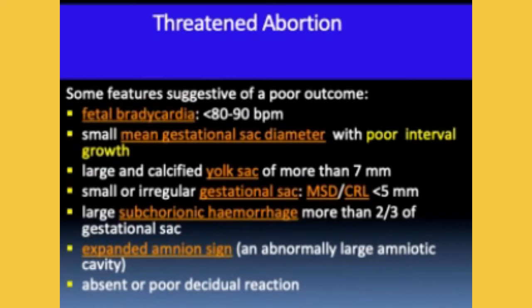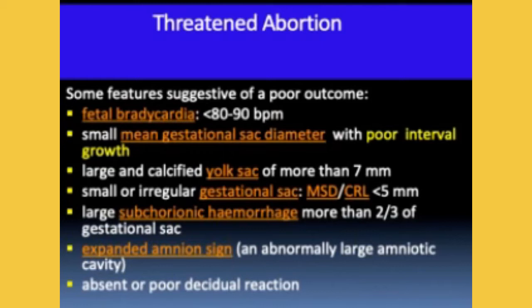Like fetal bradycardia, when it is less than 80 to 90 beats per minute, it is a poor prognostic indicator. But in many cases, when the patient has a viral transient illness, we have seen such embryos come out to be a normal baby. A small mean gestational sac diameter with poor interval growth, a large and calcified yolk sac of more than 7 mm. The latest papers go against this, and they say that a larger yolk sac may lead to a normal pregnancy.